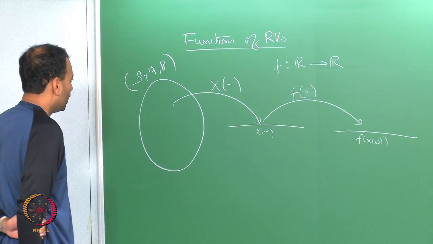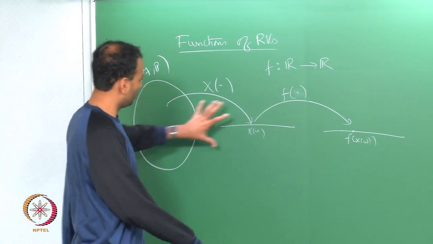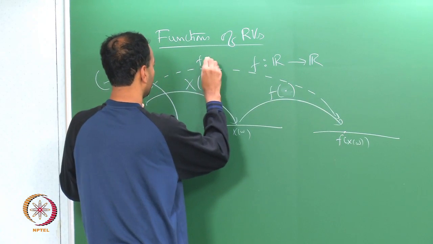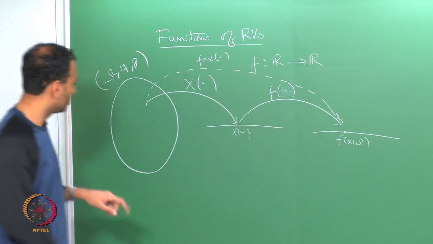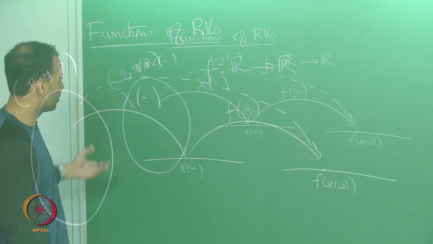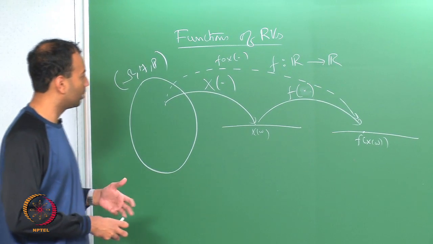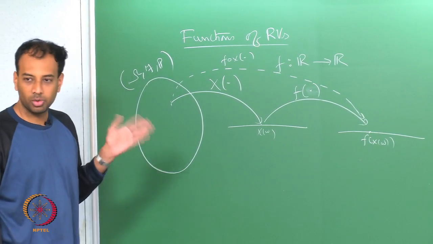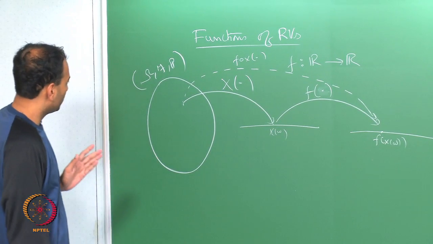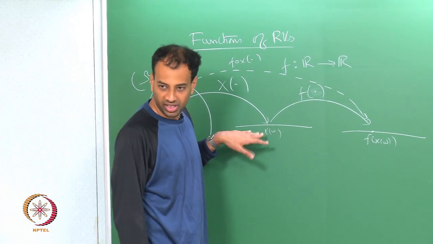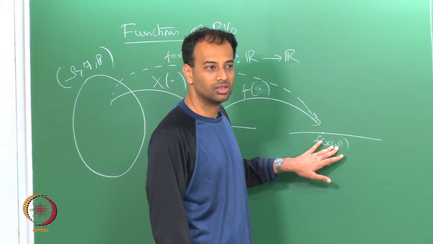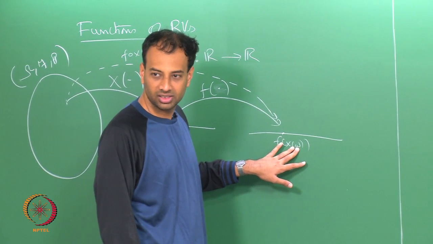Now, if you do not look at the intermediate real line at all, this overall map will be f composition X. It looks as though you are mapping it twice. So, when you are talking about a function of a random variable, you are talking about composition of two functions from Omega to R. So, the problem is, if you are given the probability law or the CDF of X, I want to determine the probability law or the CDF of f of X, f of capital X.